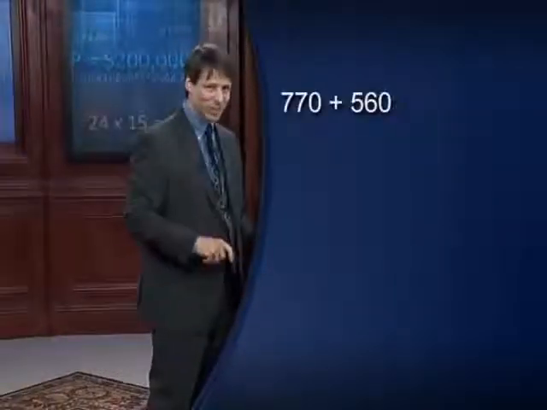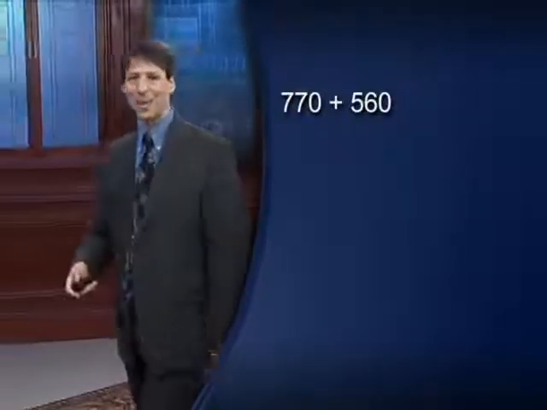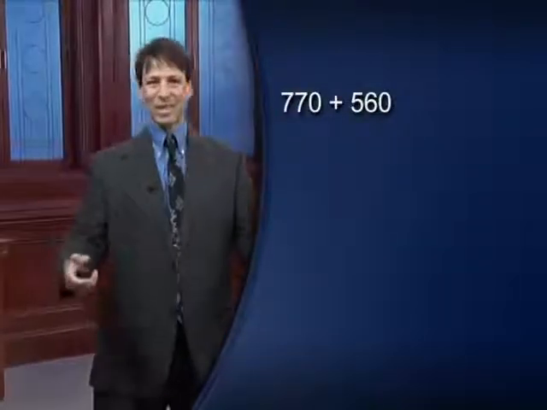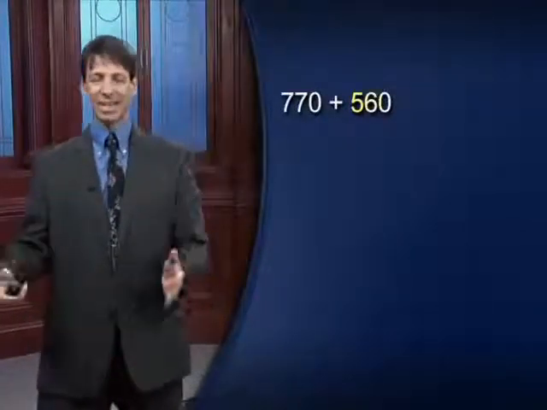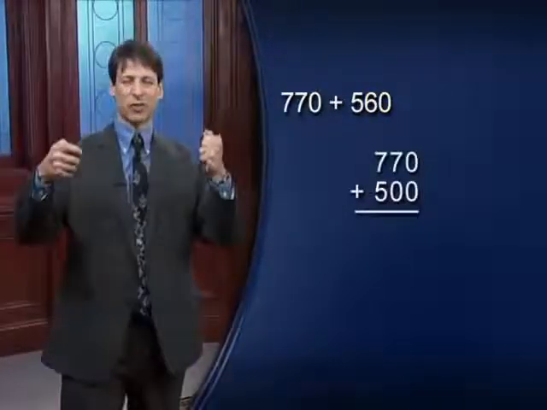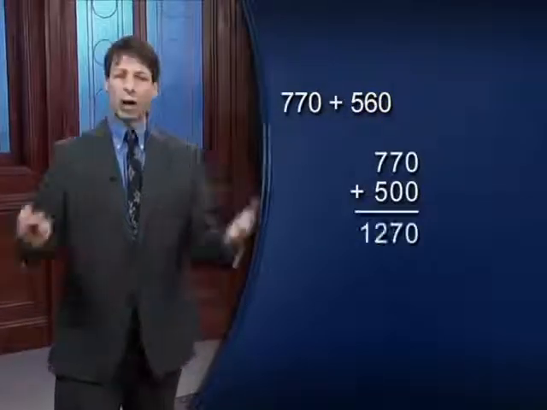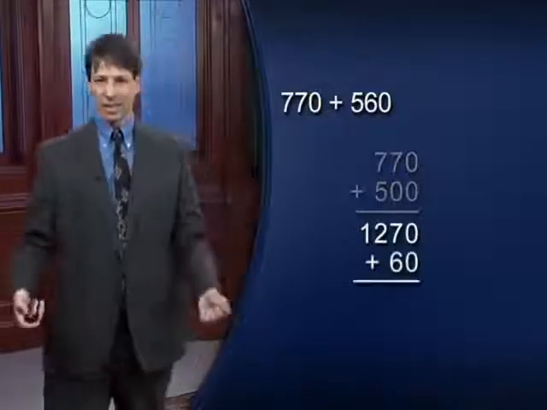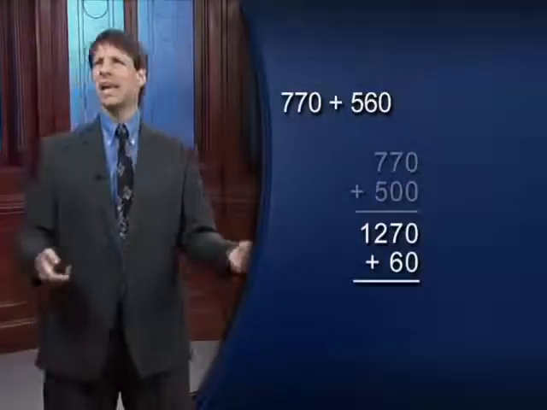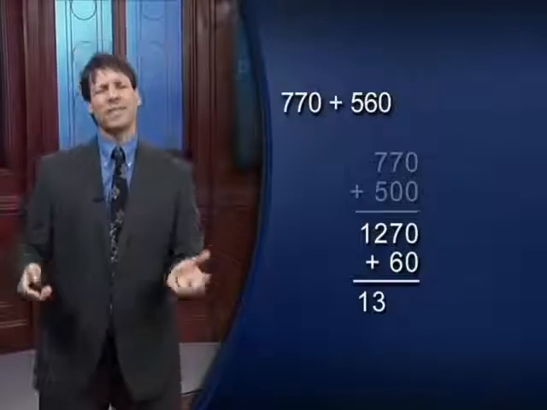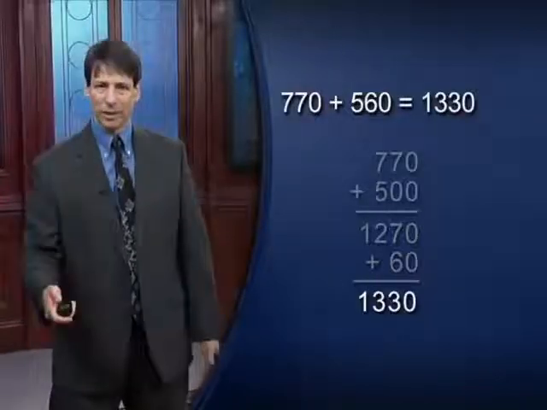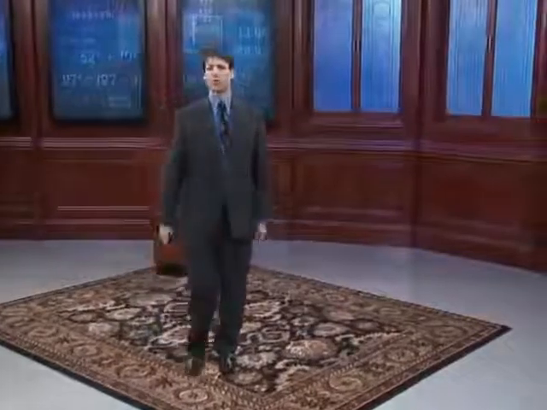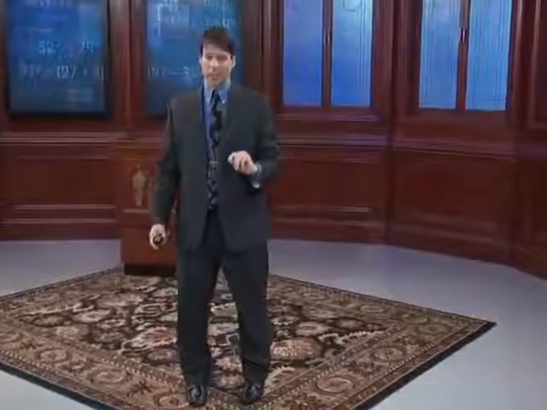When you throw in a 560 calorie milkshake, then how many calories would you have? Well, 770 plus 560, we're going to first add 500, then add 60. 770 plus 500 is 1,270 plus 60. 1,270 plus 60, that's going to be 1,300 and something. 70 plus 60 ends in 30, so it's 1,330.